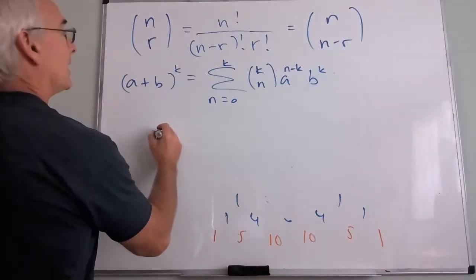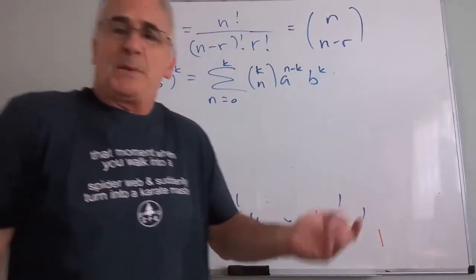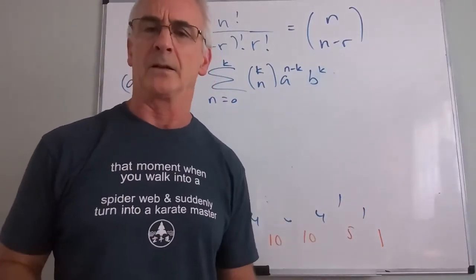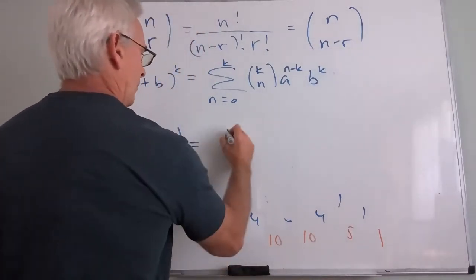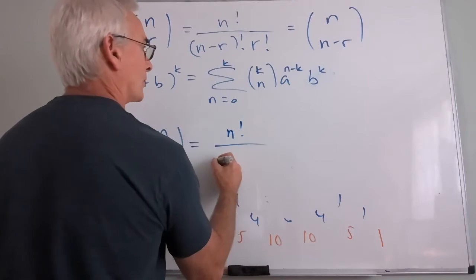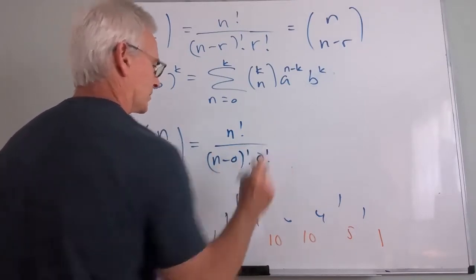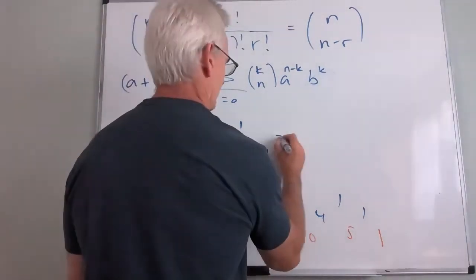If I said n choose 0, like I said, I have 100 people in the room and I don't want to pick any of you. How many ways can I do that? You said there's one way. But what does this look like as a factorial? Well, wouldn't that be n factorial over n minus 0 factorial, times 0 factorial, which leads to an interesting problem.